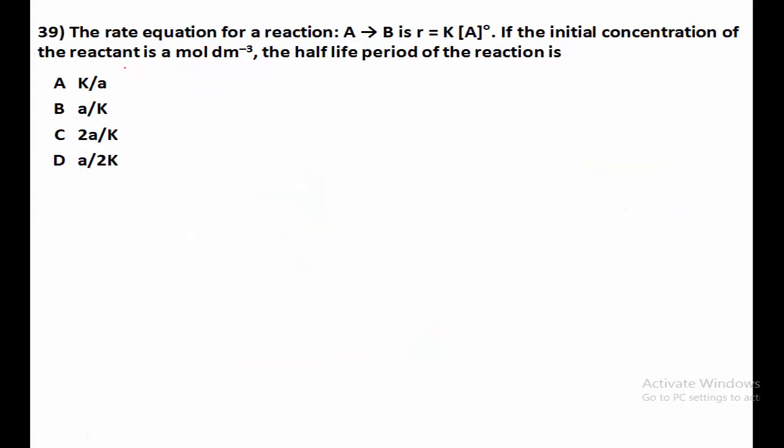Next question, 39th question. The rate equation for a reaction A gives B is equal to R into A raised to naught. If the initial concentration of the reactant is given in mole per dm cube, the half-life period of the reaction is. If you observe the rate expression, R is equal to K into A raised to naught. The 0 indicates the order of the reaction, that I have already told you. It represents n, and n is equal to 0.